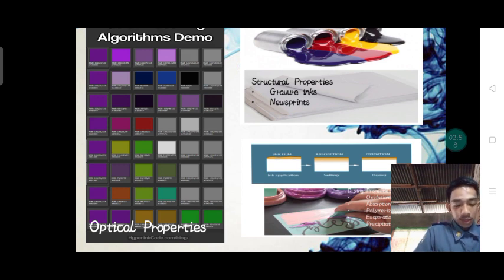And then another important structural property of ink is the length, which is related to the consistency and describes the ability of ink to form long stringy filaments. Inks that are long have increased flow characteristics.